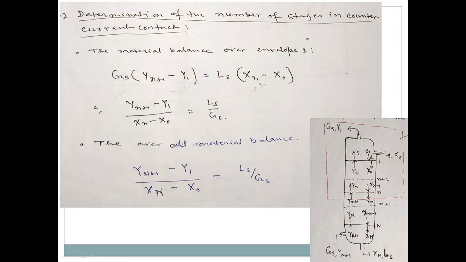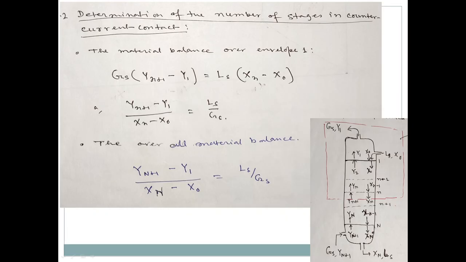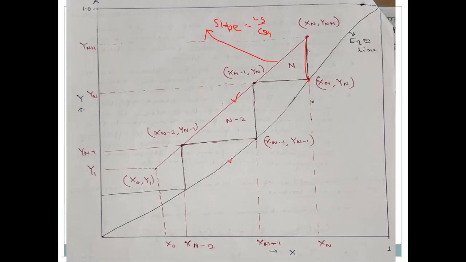And whatever the xn and yn, these are in equilibrium. Let's take the stage is ideal. So if I come from this point, which is known to me, and come down here, this is the equilibrium point, xn and yn. Because if stage xn and yn are in equilibrium, it will be on the equilibrium line. Now if you go here in this direction, because you know this curve, then you will get this concentration.